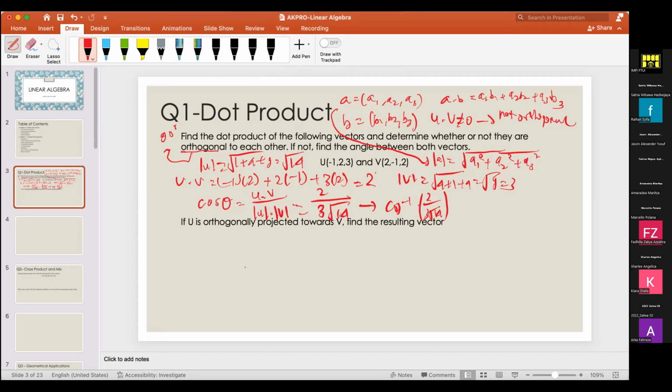Okay, so if U is orthogonally projected towards V, find the resulting vector. Or rather, orthogonally projected against V. That's the proper language. The formula would be, let's say W is the orthogonal projection. The formula would be U dot V over the norm of V squared, times V.